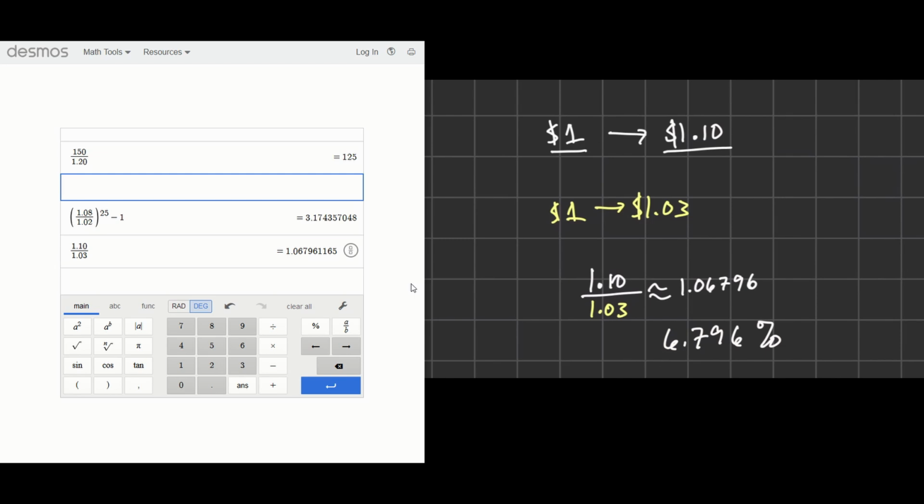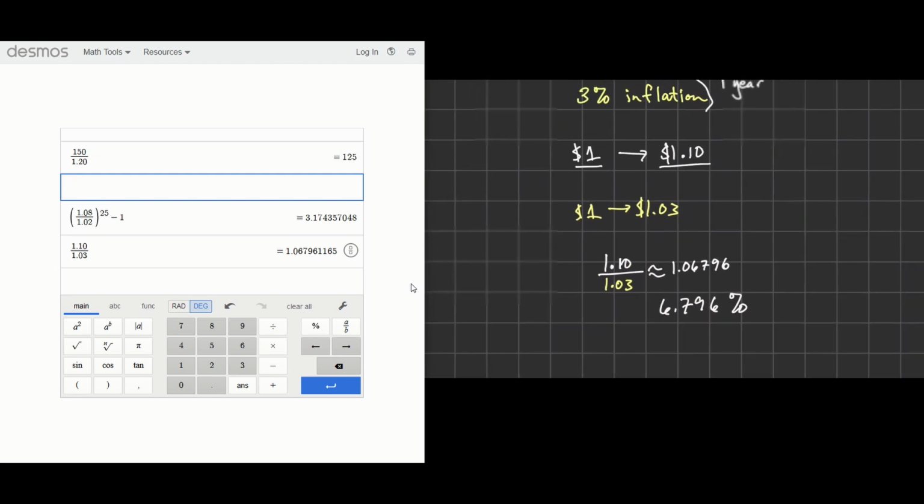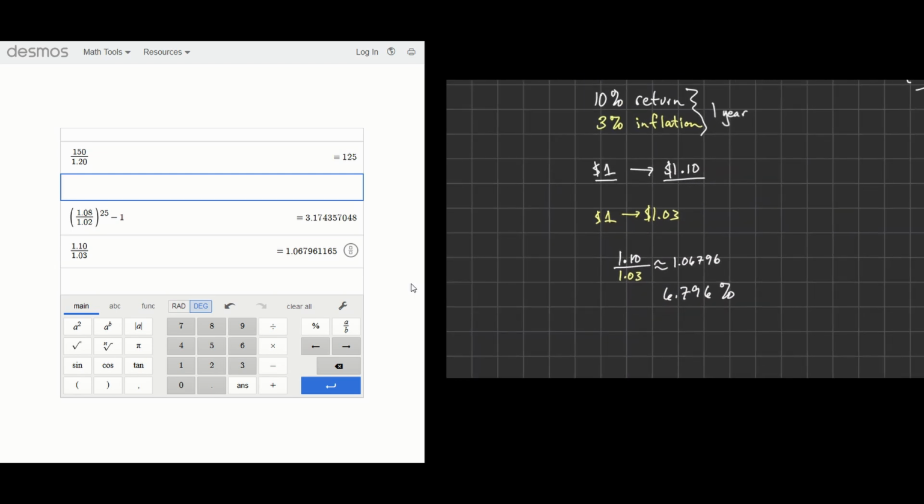And you might say, well, big deal, it's pretty close. But again, just like with a lot of this compound stuff, if you compound over a long period of time, small differences end up making a big difference over time.